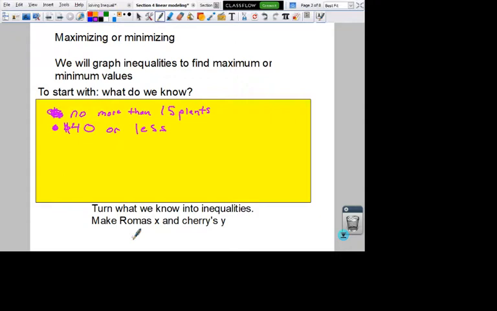What else? There are two kind of obvious ones that you're missing. Could we have a negative plant? Could we buy like -2 tomato plants? No, we're talking about buying tomato plants. So we can't have less than 0 plants.